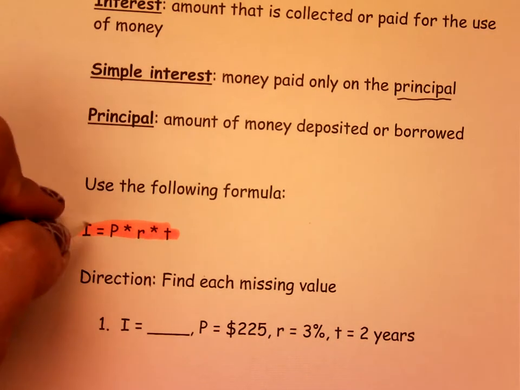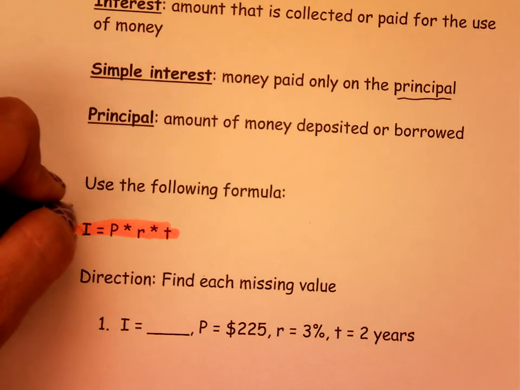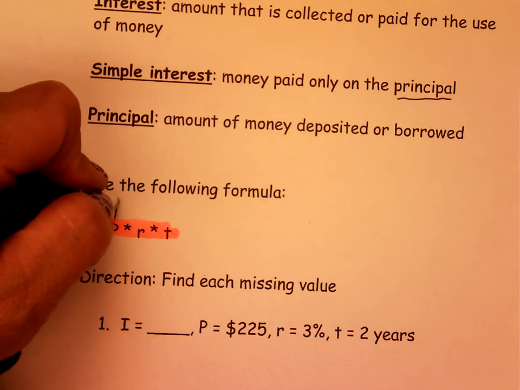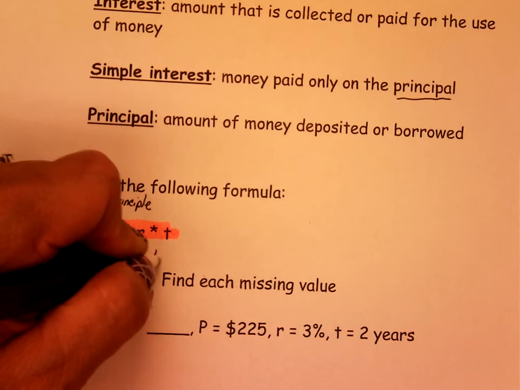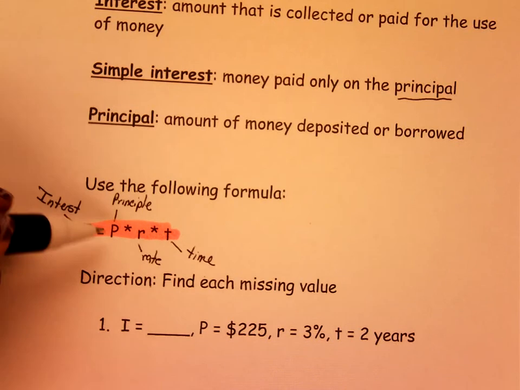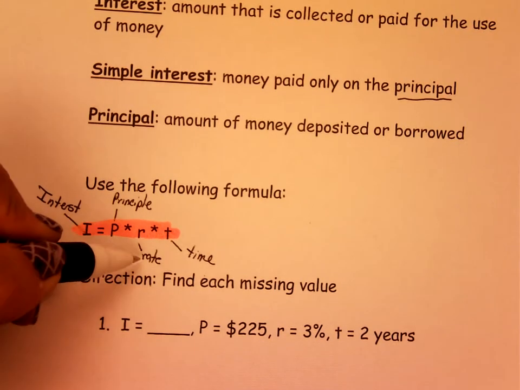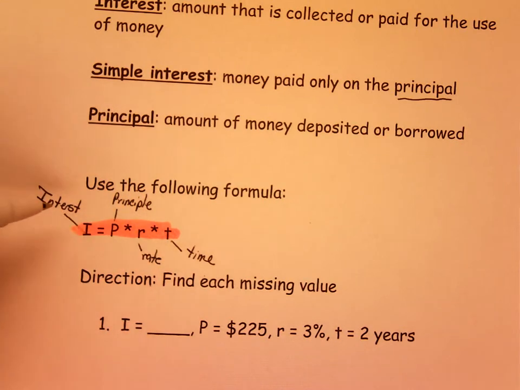Now, I stands for interest. P stands for principal. R stands for rate. And T stands for time. Okay, so principal is how much money did you borrow or put in, at what rate or what percent are they going to pay you, or do you have to pay the bank, and how long are you borrowing the money, or how long have you kept the money in the bank. And this is going to tell you how much interest you're going to accumulate in your account.